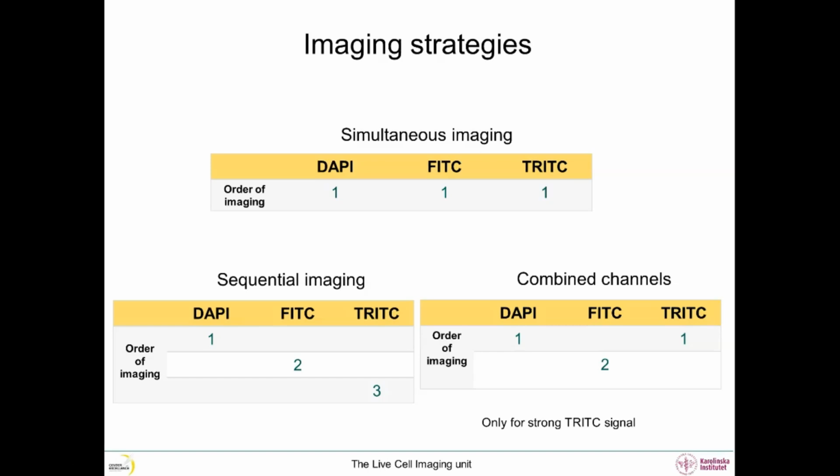You have now learned how to select the correct laser, direct mirror and emission filter for your fluorophores. You have also learned how to choose an appropriate strategy between imaging simultaneously, which saves time, and imaging sequentially to help solve bleed-through issues, and how sometimes it is possible to combine channels.